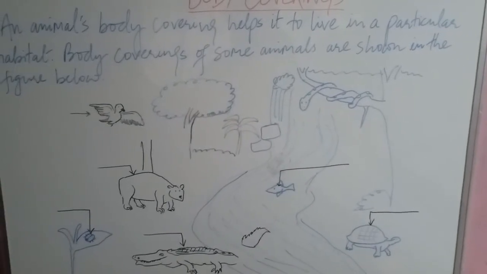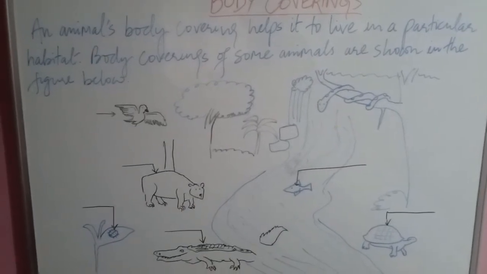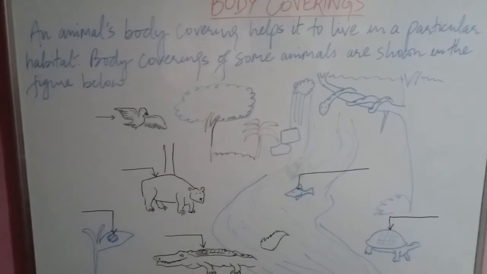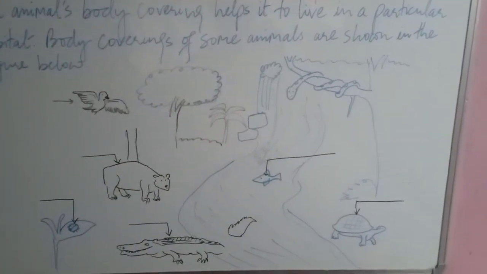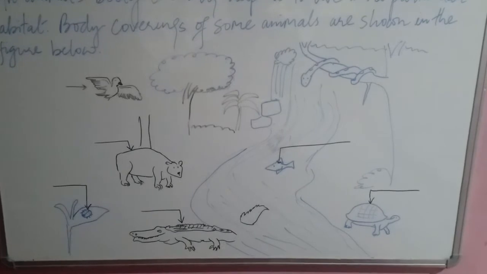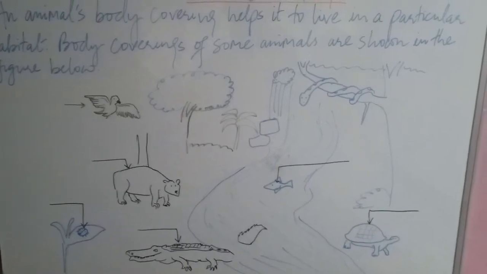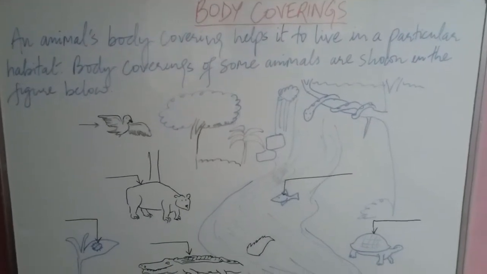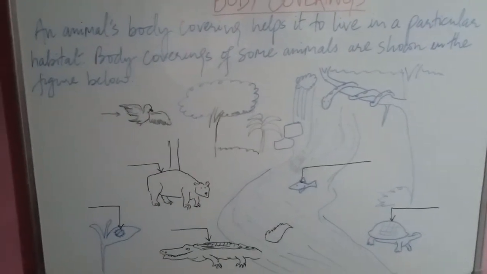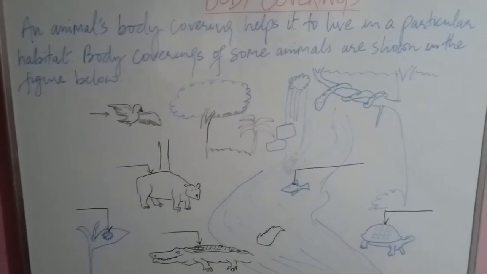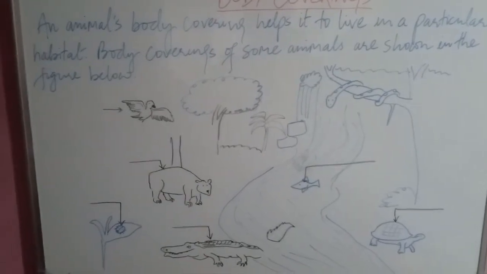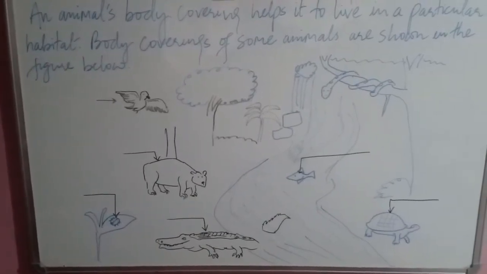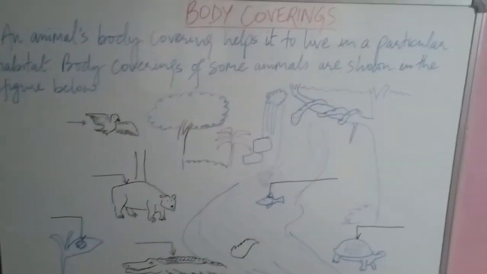Sorry, I mean tortoise and snail. Snail is not mentioned here, but the picture of a tortoise is given. Tortoise and snail have this shell to protect their soft and delicate bodies. So this is how they protect their body by an outer covering of some kind, whether it is fur, feather, shell, or scales.